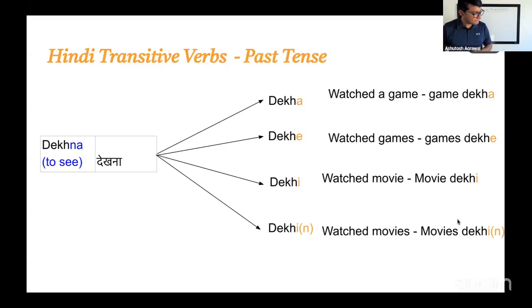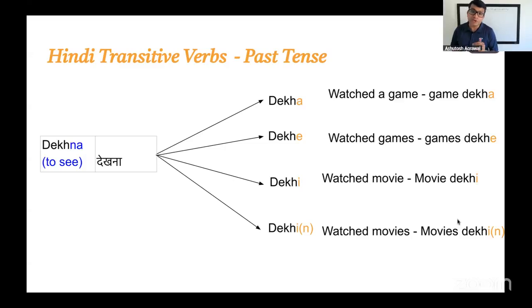If you don't have any object in the example, if I don't know whether soup is masculine or feminine, and I say "maine soup piya" or "piyi", which one should I use? So if you don't have the object in the sentence, by default you go to masculine singular. In the majority of cases you default to masculine singular.